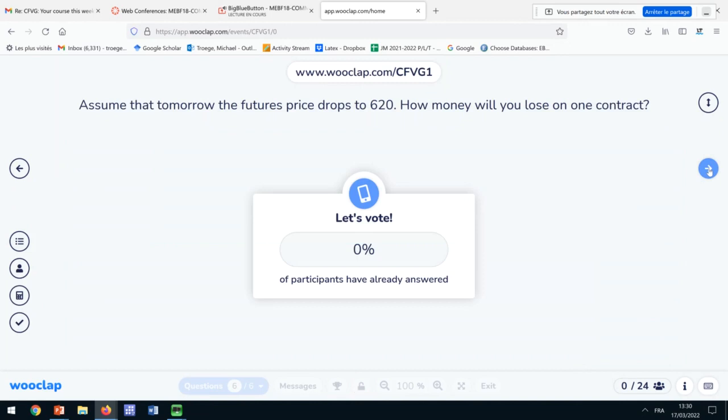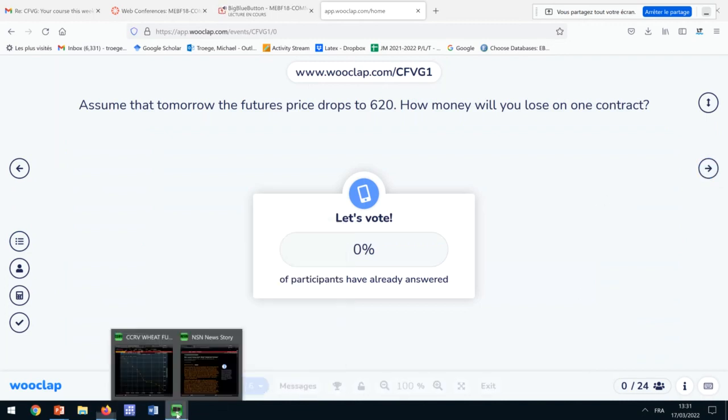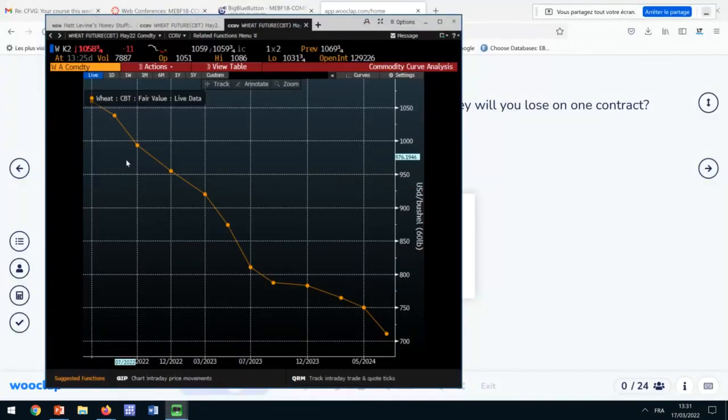How much money will you lose on one contract? So that's going to be a complicated calculation, because the price drop that I've assumed here is a lot. So let me maybe help you out here, because this is going to be a little bit complicated. Okay, so which price are we going to assume here?